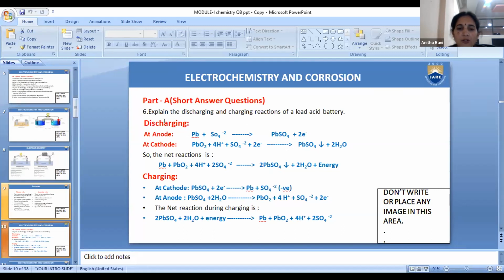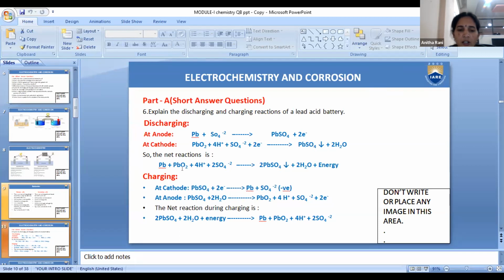What chemicals did we use in this battery? Lead, lead dioxide, and dilute H2SO4. We can write the net reaction: Pb plus PbO2 plus 4H+ plus 2SO4 2- gives rise to 2 PbSO4 plus 2H2O plus electrical energy. This is the discharging reaction: reactants are converting into products, and chemical energy is converted into electrical energy.